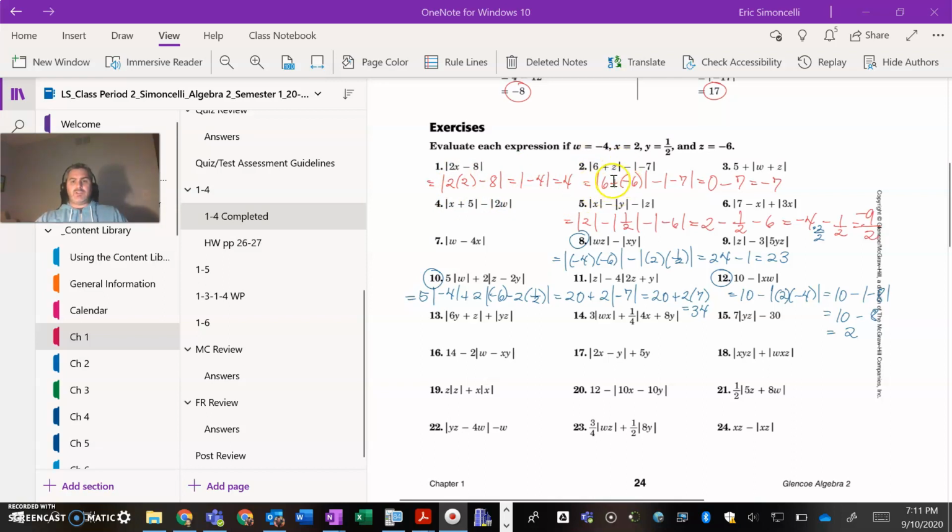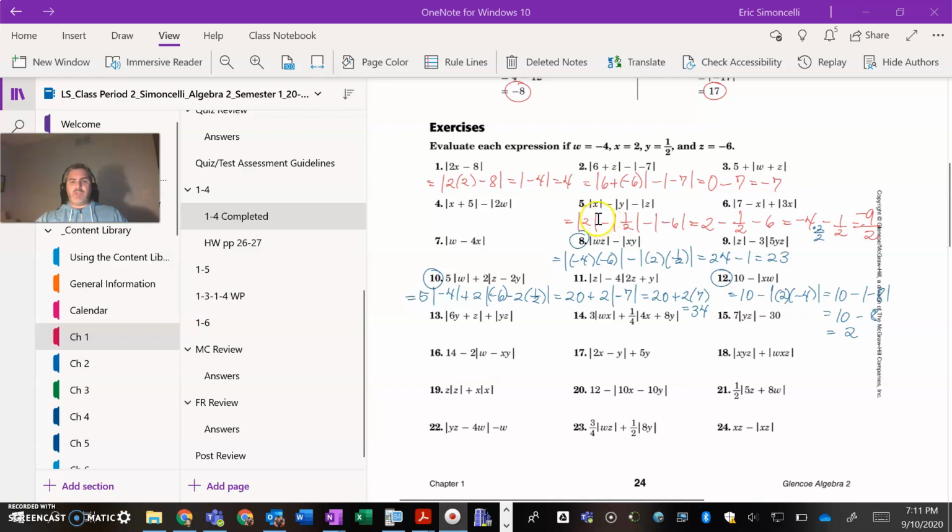Number 2. Absolute value of 6 plus z minus the absolute value of -7. When you plug in -6, you get 6 plus -6. Of course, that ends up being 0. The absolute value of that simply is 0. Minus the absolute value of -7. Be careful, the absolute value of -7 is +7. That minus sign still has to be attributed, so that what? 0 minus 7 yields -7 for your final answer.